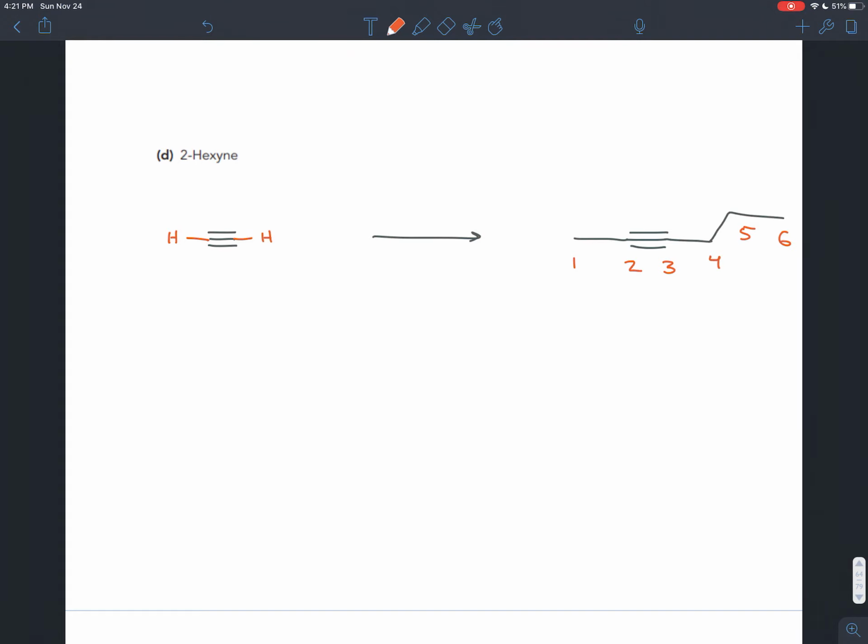And I can number it just to check. So there we have 2-hexyne on the left. Okay, so what can we do? Well, when you look at these 2 molecules, you'll see some things are similar. You have those 2 carbons and the triple bond in both of them, but other things are different.